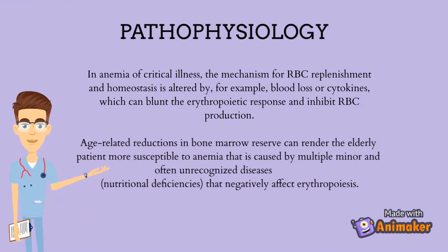In anemia of critical illness, the mechanism for RBC replenishment and homeostasis is altered by, for example, blood loss or cytokines, which can blunt the erythropoietic response and inhibit RBC production. Age-related reductions in bone marrow reserve can render the elderly patient more susceptible to anemia that is caused by multiple minor and often unrecognized diseases, such as nutritional deficiencies that negatively affect erythropoiesis.